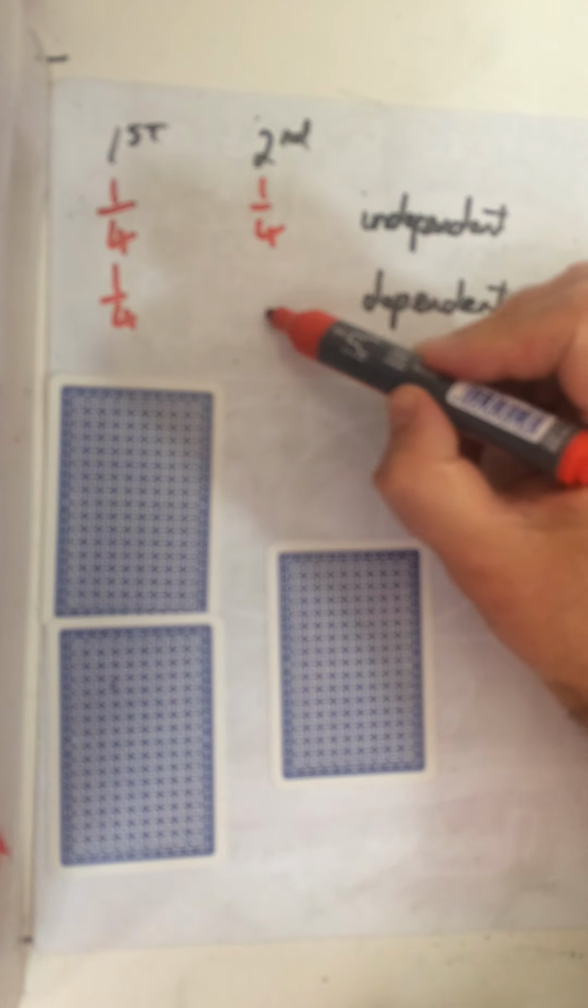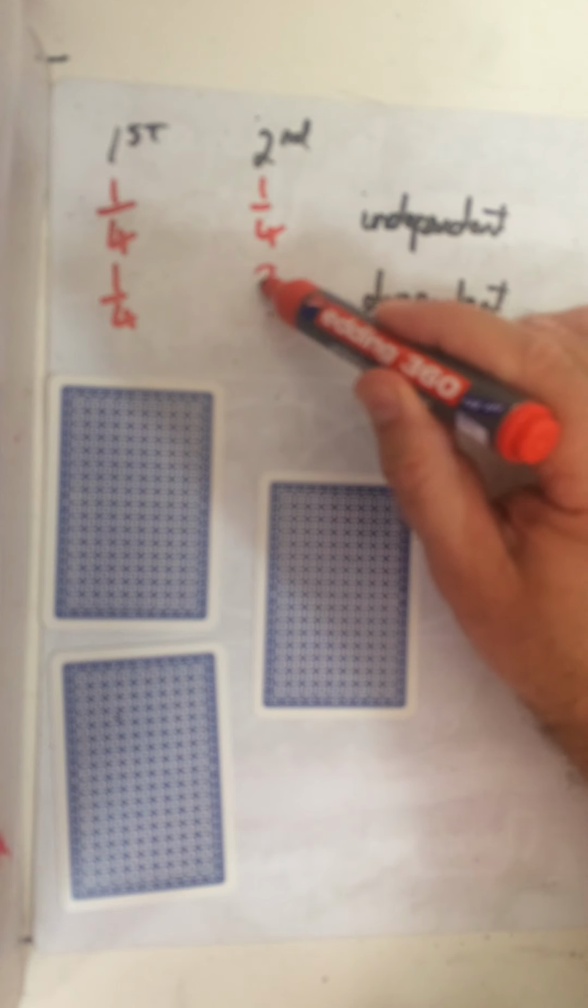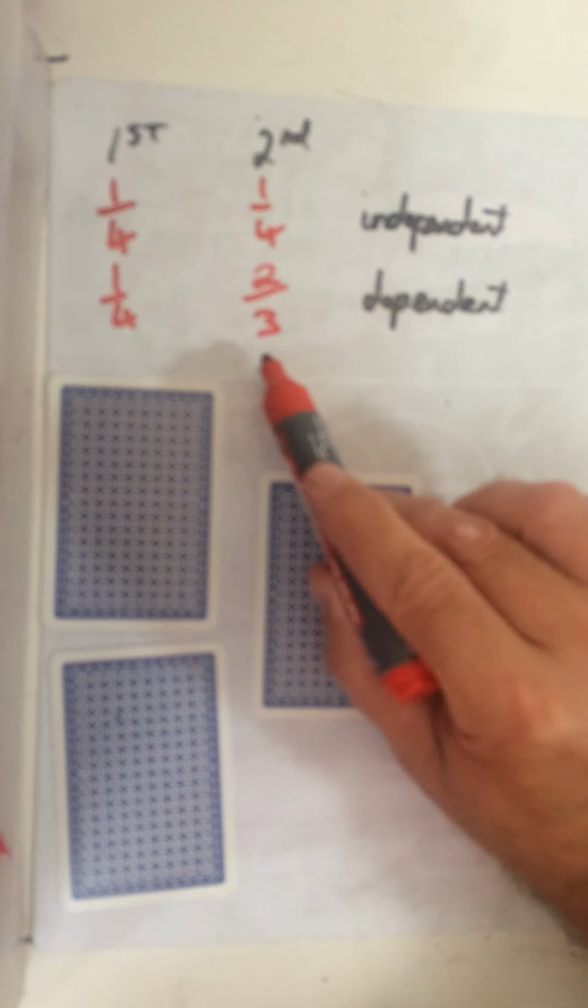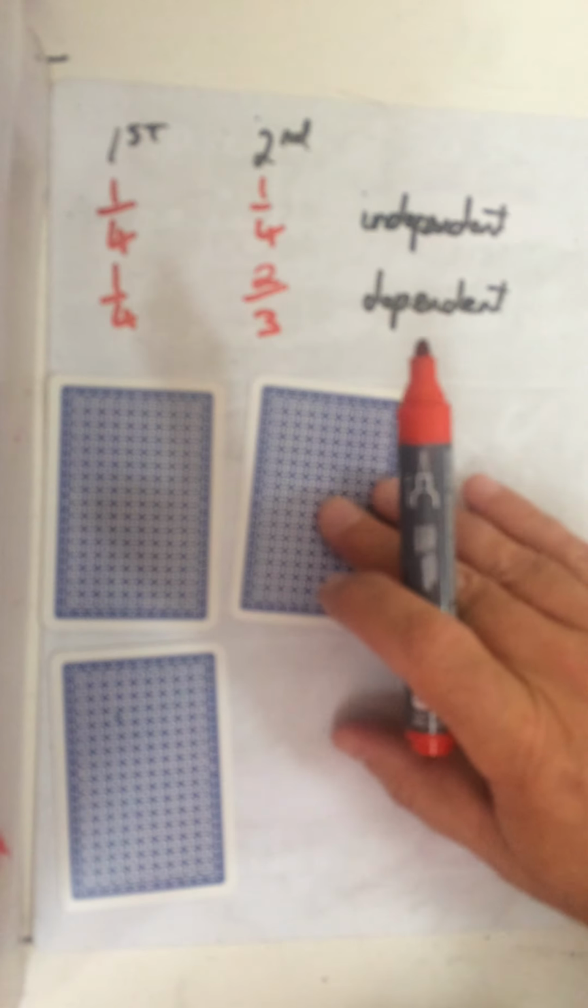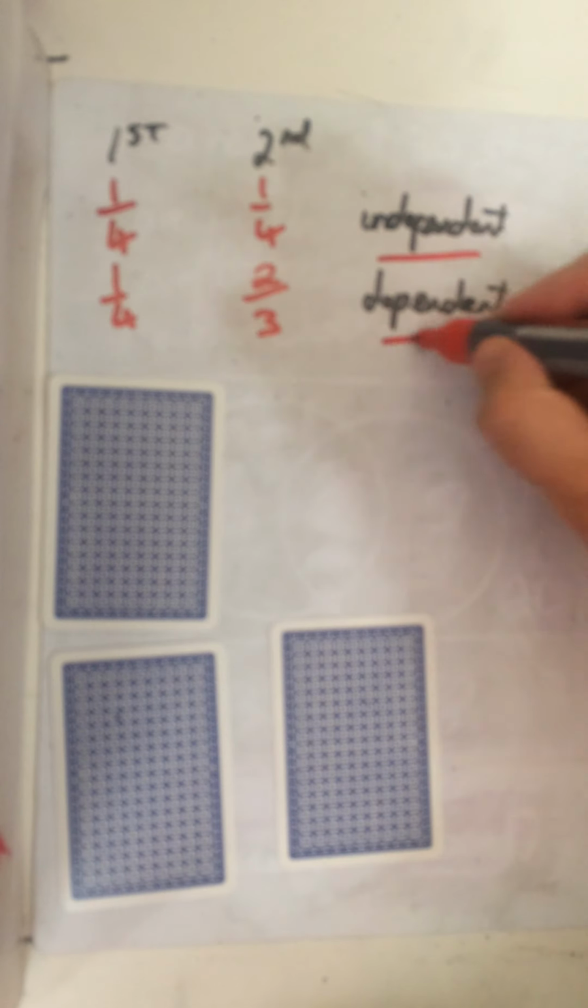But if I keep the jack out and I don't put it back, now the probability here is dependent on what's happened on that first go. Because as you can see now, I know there are 2 red jacks left out of 3 in total. So I've changed that. My second chance is dependent on my first chance there. That's the sort of independent and dependent.